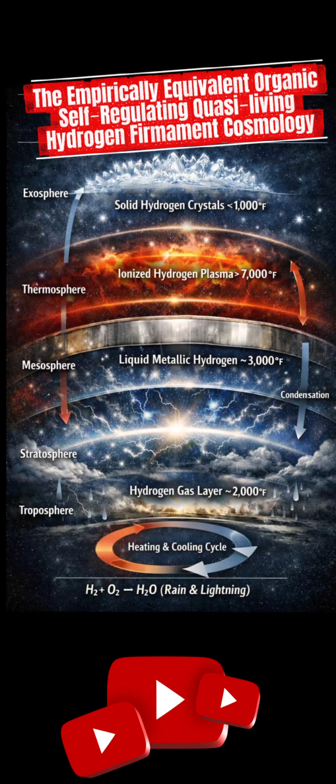Number 9. Why the structure is physically plausible. The firmament relies on well-established physical principles. Hydrogen naturally rises and sorts by density. Hydrogen has multiple exotic phases. Plasma and metallic hydrogen are experimentally verified. Crystalline hydrogen is predicted by low-temperature physics.